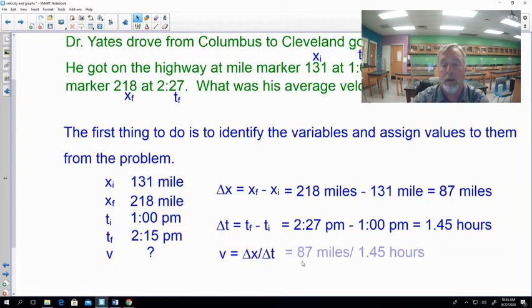Let's plug them in. 87 miles divided by 1.45 hours. And what are we going to get? That our velocity, our average velocity, was 60 miles an hour.